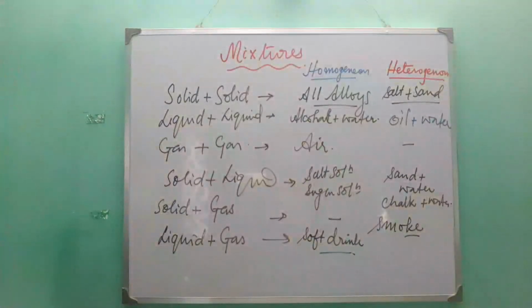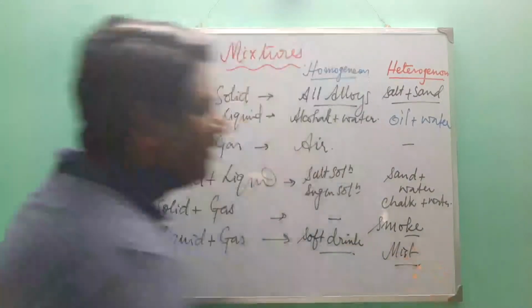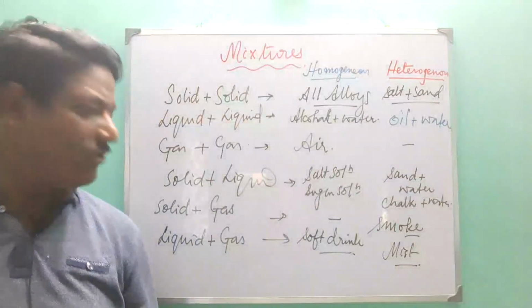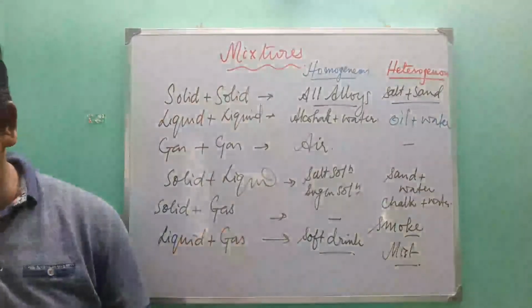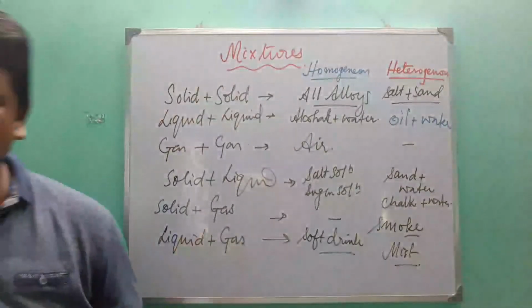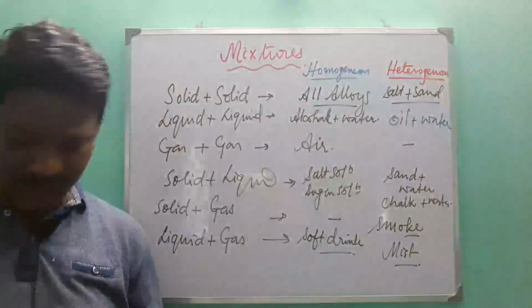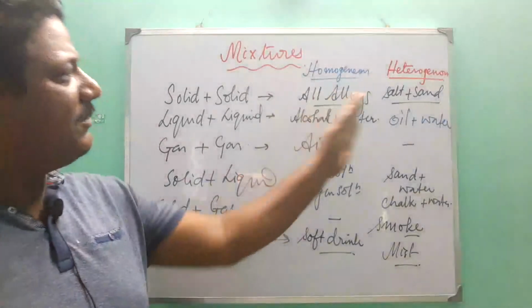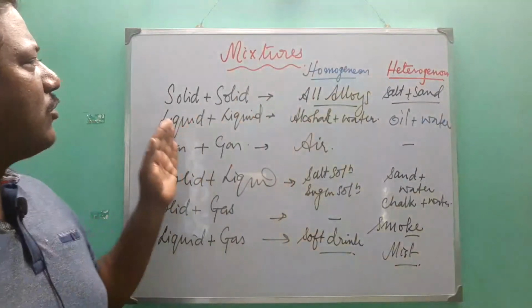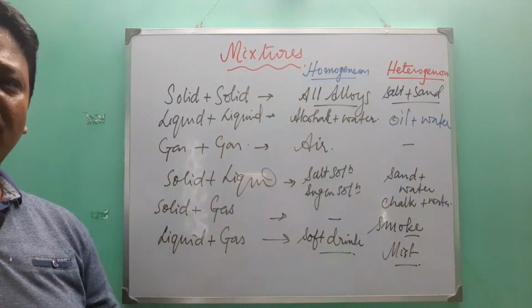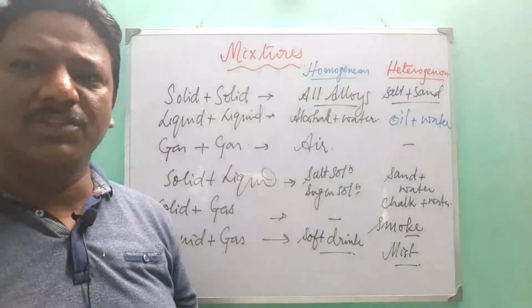The example of a heterogeneous liquid gas mixture is mist, that we see outside when the temperature falls. All right, fine. So these are the examples of the mixtures, and I have divided them into different categories. For solid mixtures, homogeneous is all the alloys. All the alloys are examples of homogeneous mixtures.